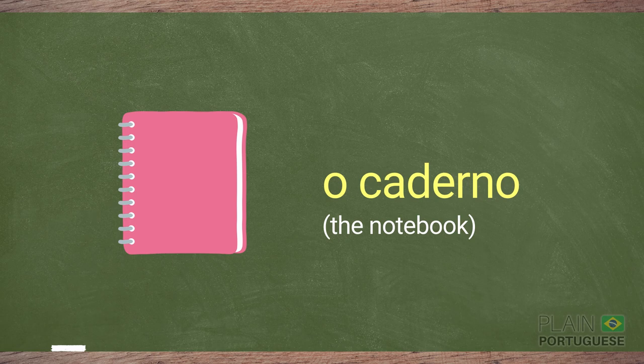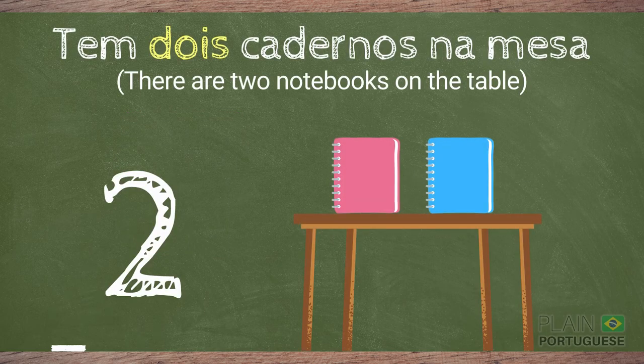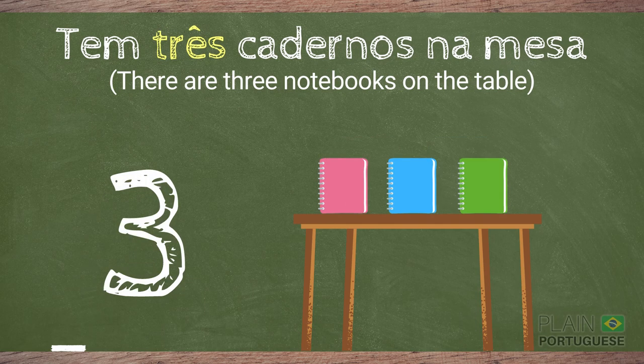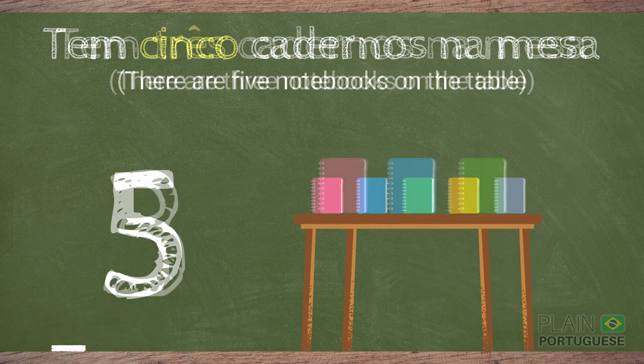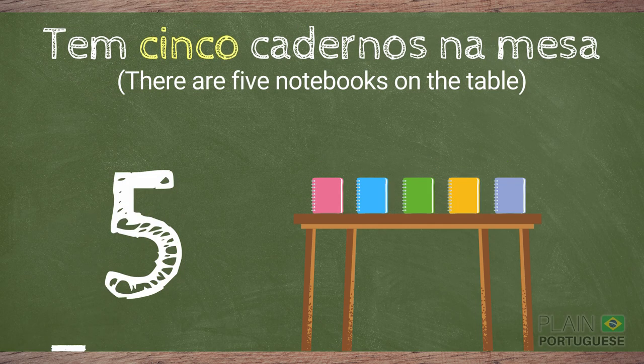O caderno. There are 2 notebooks on the table. Tem 2 cadernos na mesa. Repita. Tem 2 cadernos na mesa. Tem 3 cadernos na mesa. Tem 5 cadernos na mesa.